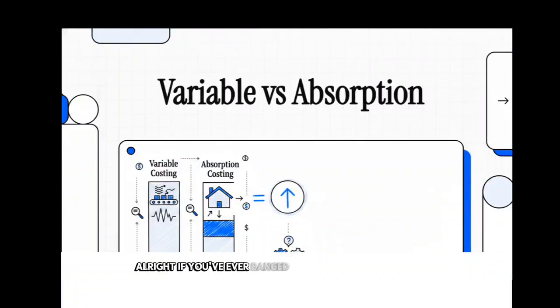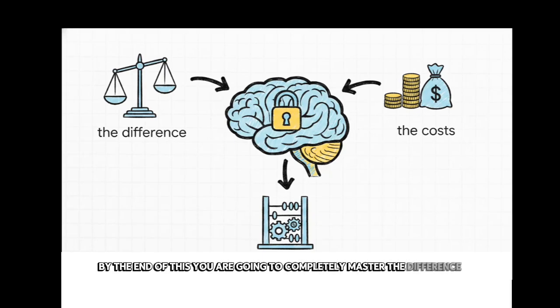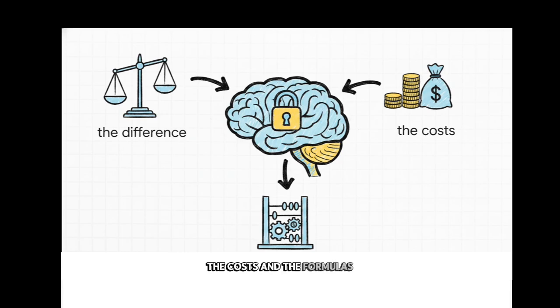All right, if you've ever banged your head against a desk trying to figure out variable costing versus absorption costing, you are absolutely in the right place. In this explainer, we're going to tear into the source material to finally clear up the biggest differences, the exact costs, and the formulas you actually need to know. Let's dive right in. By the end of this, you are going to completely master the difference, the costs, and the formulas. That is the holy trinity we're locking down today.